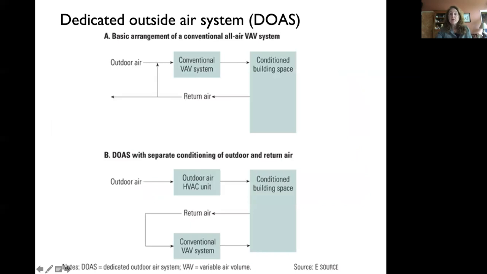All right, so another system is actually a complementary system to what we're talking about in terms of thermal control, and that's called a dedicated outdoor air system. And you'll hear people say DOAS. Engineers love to say DOAS, and you're going to go, what are you talking about? Well, dedicated outdoor air system. So these are becoming much more popular.